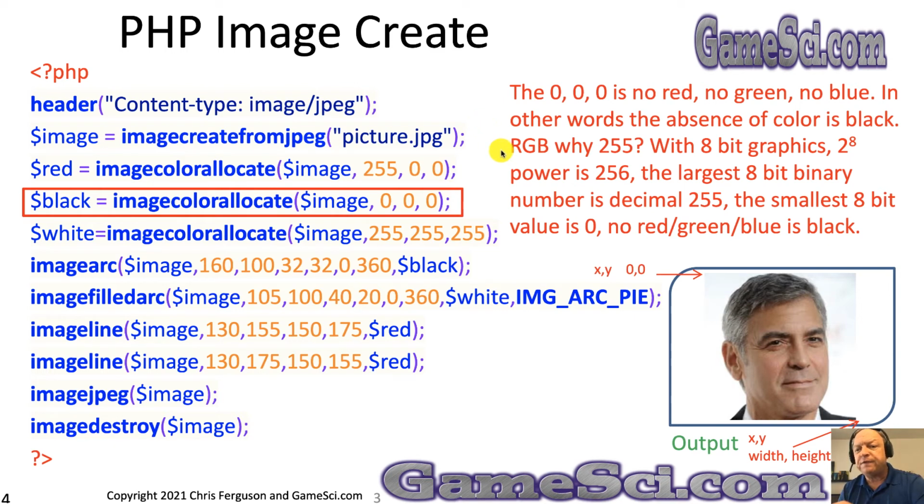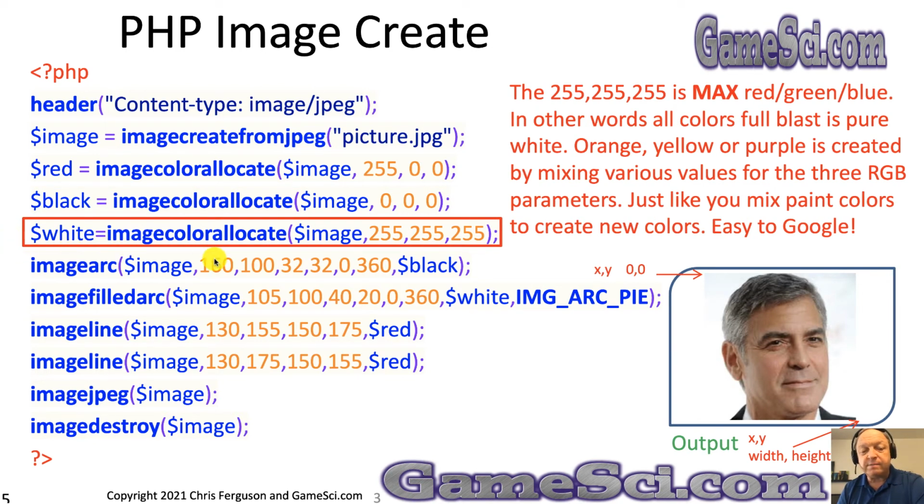RGB, why is it 255? With 8-bit graphics, 2 to the 8th power is 256. The largest 8-bit binary number is decimal 255. The smallest 8-bit binary number is 0. So when you want no color, you put 0 in for red, green, and blue, and you get black.